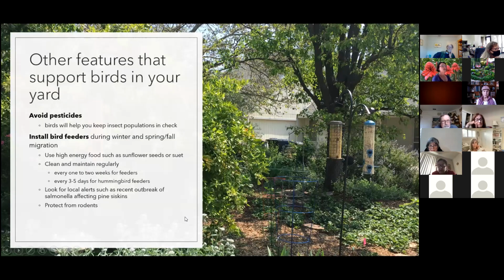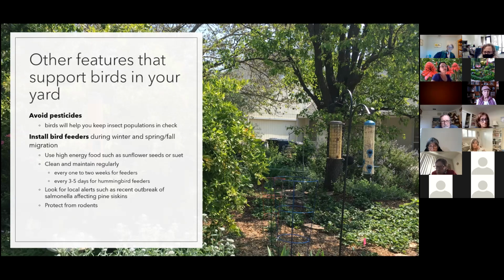Other features that help support birds and other wildlife in your yard: avoid pesticides whenever you can. Those birds and other native species will help you keep those insect populations in check. And then bird feeders are a great way to attract birds to your yard. It's most important during the winter or in the spring and fall migration. So here's some bird feeders in our yard.